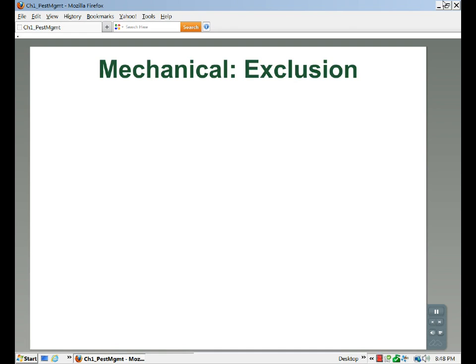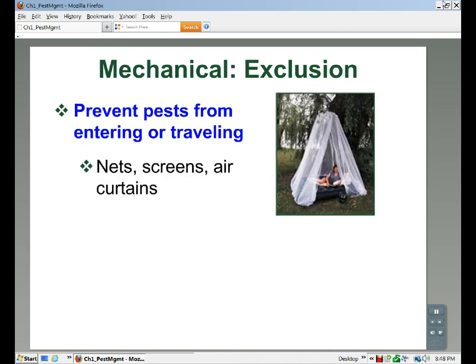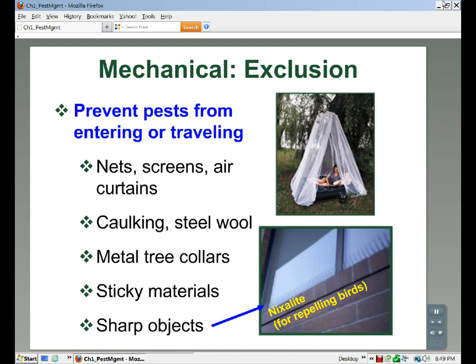Exclusion is the use of a device that blocks the entry of pests into a specific area. This may be a screen on a window to keep out mosquitoes, or caulking to keep rodents and ants out of structures. Sealing cracks and crevices keeps insects, rodents, bats, and birds out of buildings. Metal tree collars can keep squirrels from climbing trees, and sticky material painted onto trees, posts, and wires provides a barrier that many insect pests won't cross. Using sharp objects on roosting areas prevents birds from congregating.